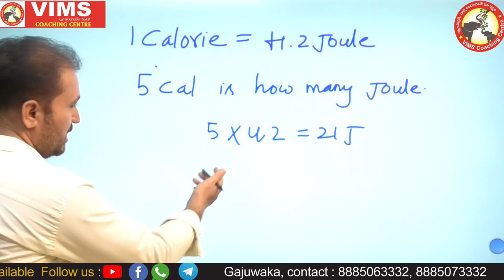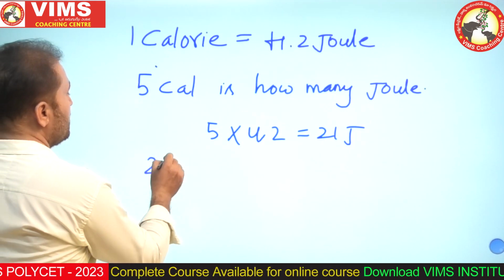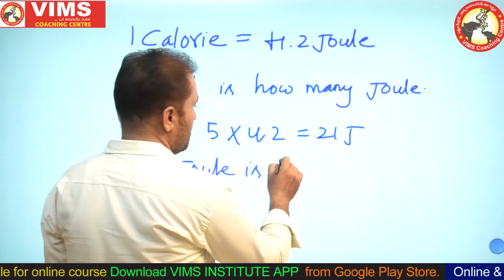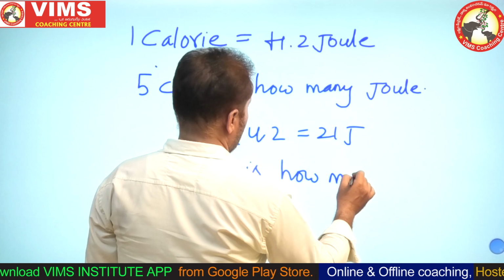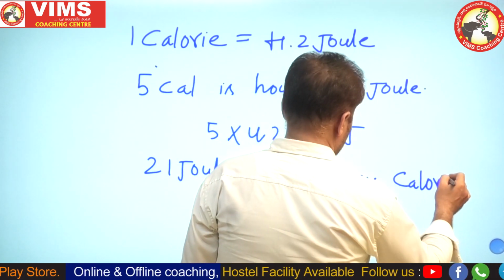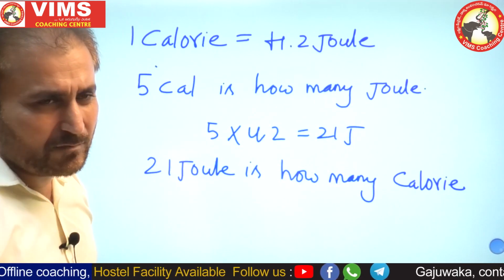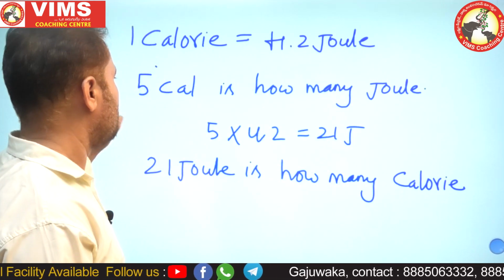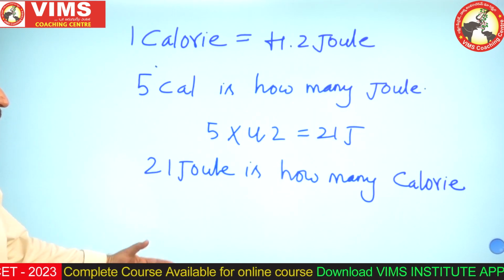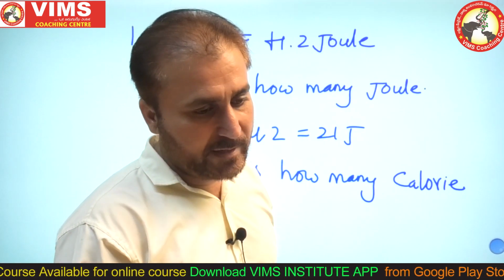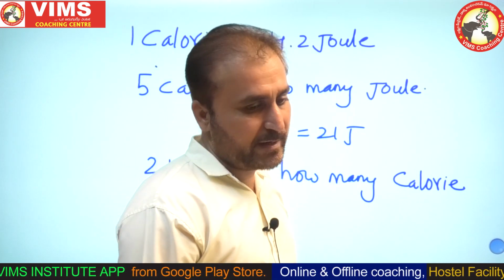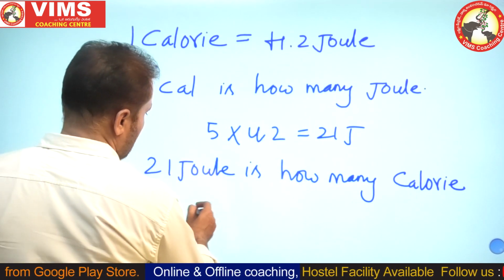Sometimes it might also be asked in a reverse way. 21 joule is how many calories? Quite reverse. If you convert calories into joule, you need to multiply. If you want to convert joule into calories, you need to divide. So 21 joule, approximately it comes to 5 calories. So 21 divided by 4.2.